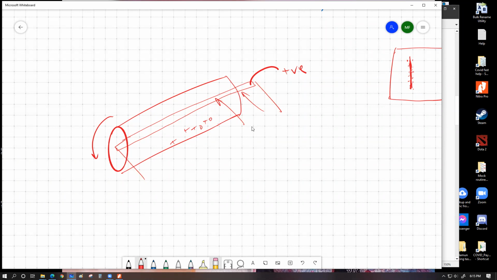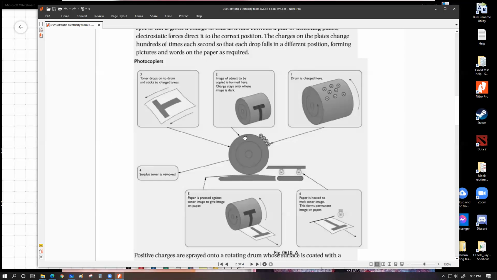Now we're going to rotate this thing a little bit, and then we're going to shine some light onto the selenium disk using the paper that we want to print. So have a look over here. Number 2 says, image of the object to be copied, formed here. Charge stays only where image is dark.